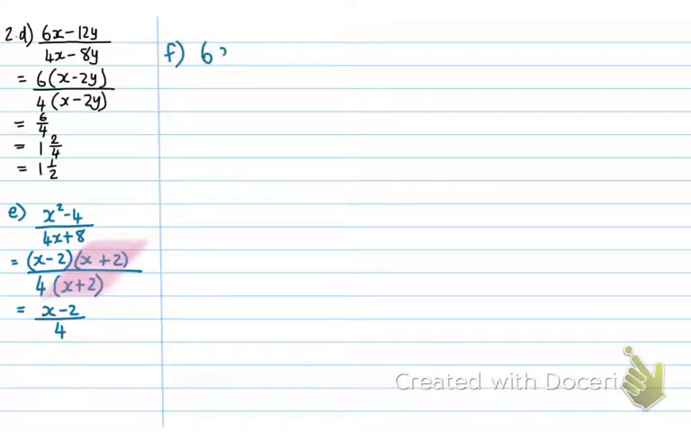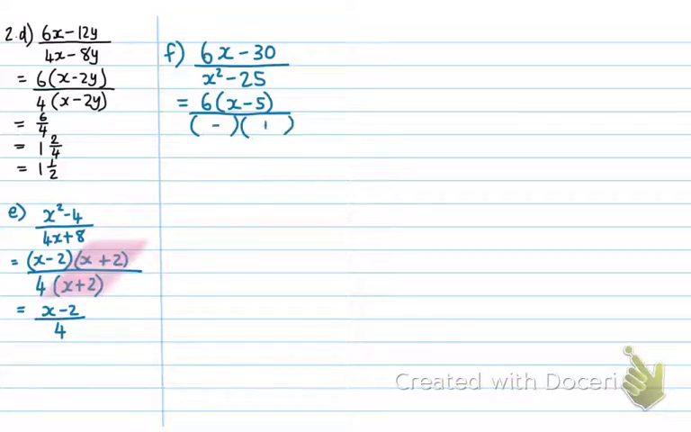Number 2f. 6x minus 30 over x squared minus 25. At the top, I'm taking out a 6, so I'm left with x minus 5. At the bottom, it's difference of two squares, bracket minus, bracket plus. The square root of x squared is x. The square root of 25 is 5. So it's going to be x minus 5, x plus 5. Then the whole bracket x minus 5 cancels out with the bracket x minus 5. So I'm left on top with a 6 and at the bottom with x plus 5.